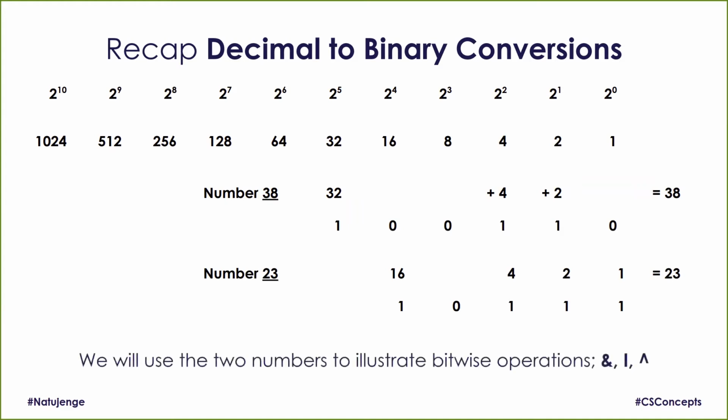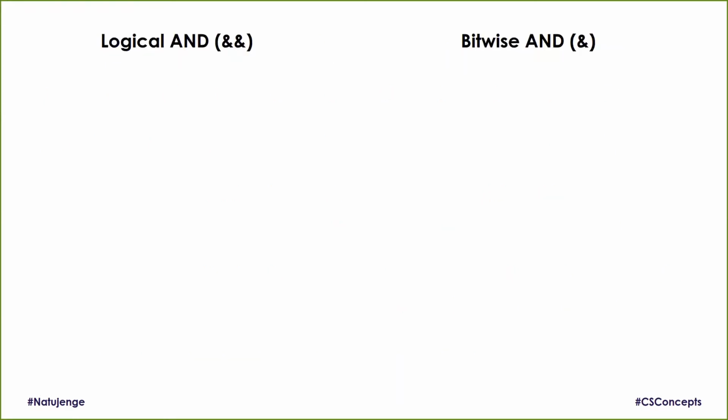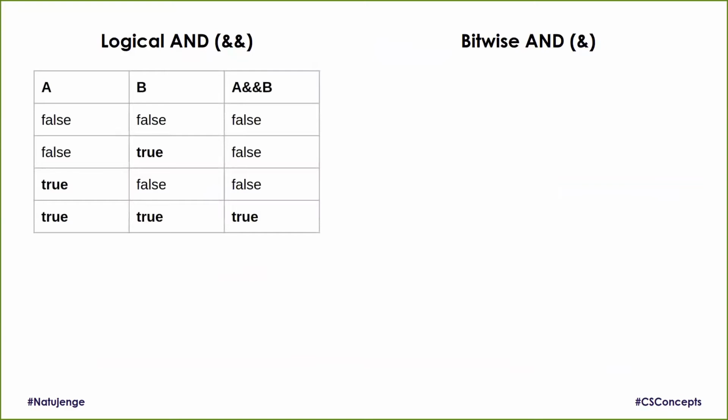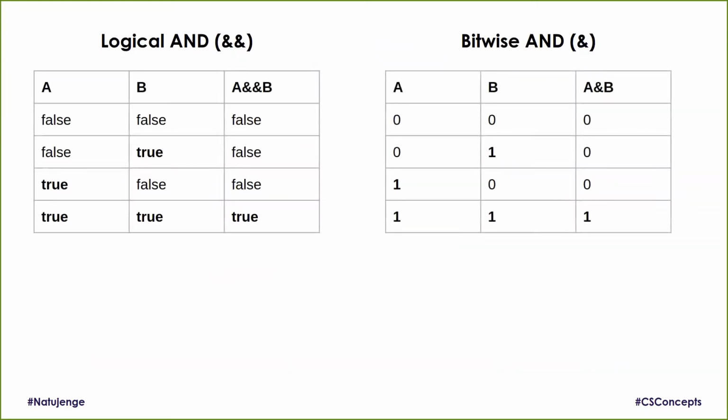So we are going to use these numbers to illustrate bitwise operations in the next few slides. So let's look at the logical AND, and we already know the truth table for the logical AND. The symbol is two ampersands. Let's look at the bitwise AND. The symbol is a single ampersand, and the key idea is when A is 0 and B is 0, we get a 0, and definitely we'll only get a 1 when the two bits are set to 1.